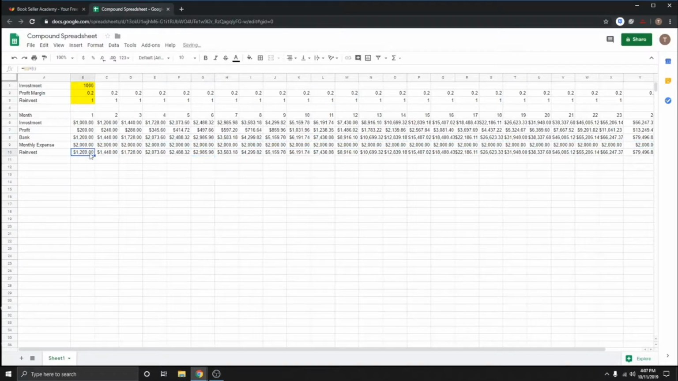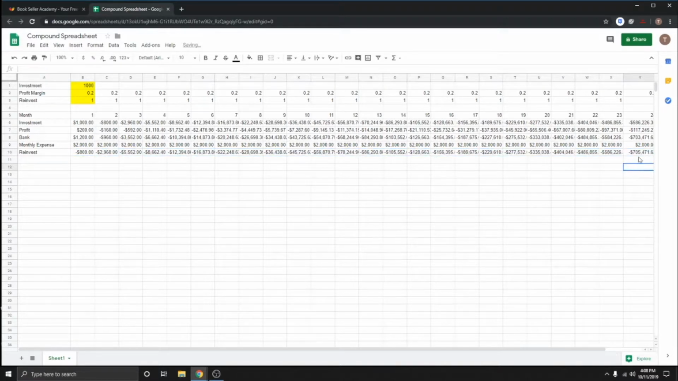Okay, and we're gonna redo this formula here. So now that we have a monthly expense, we are actually gonna reinvest this times this, right? But we're also minusing our monthly expense. You can see now that you are hitting a negative number here, right? And let's go ahead and pull this formula out all the way through.